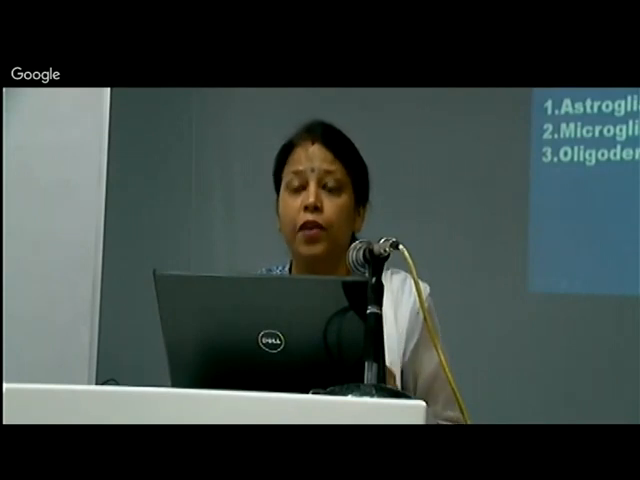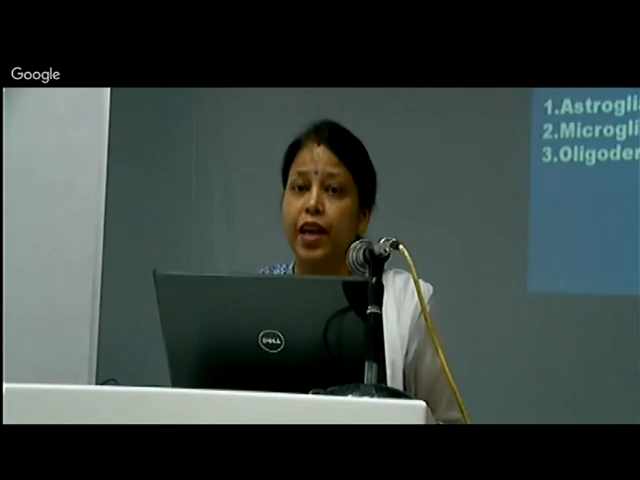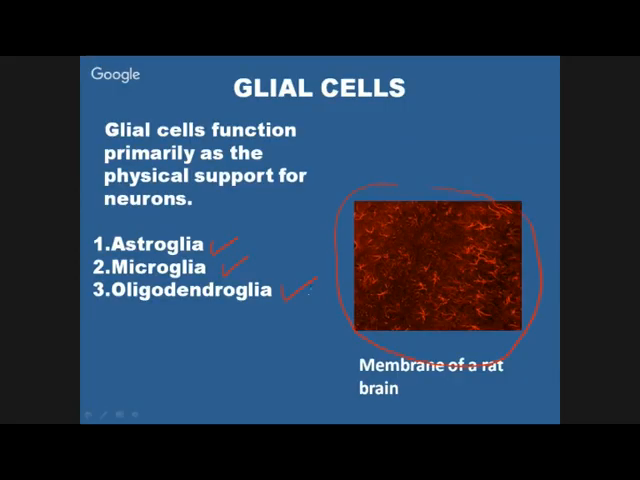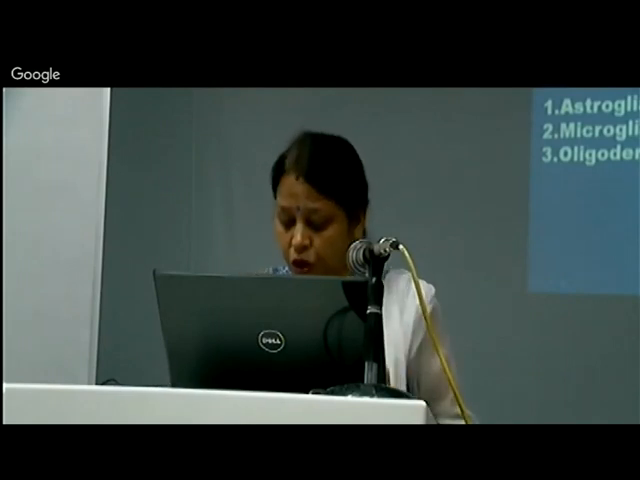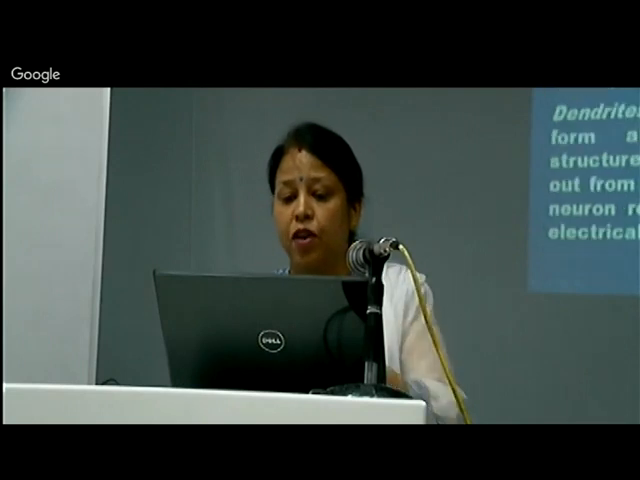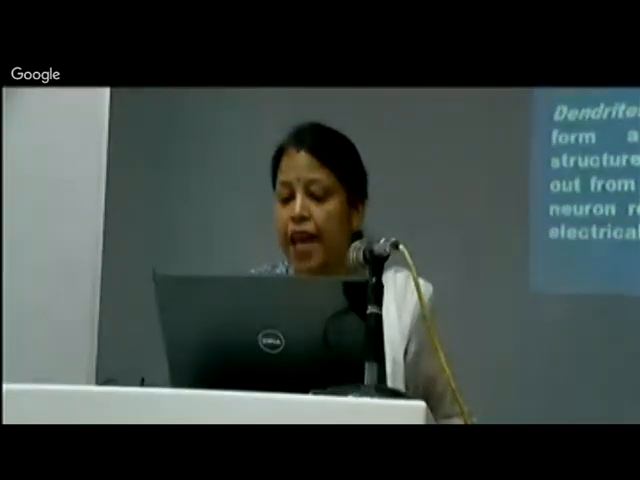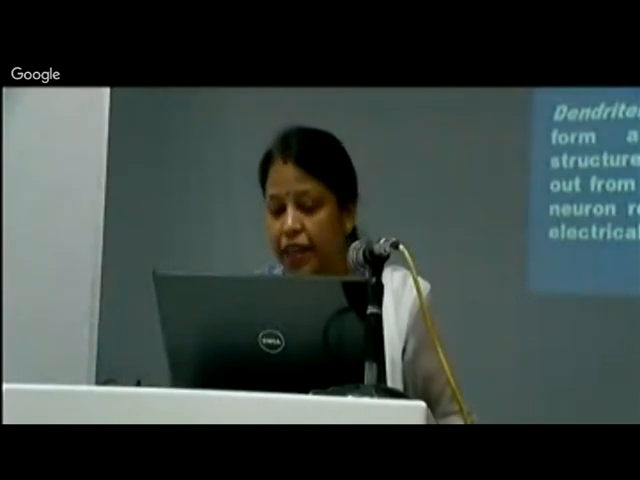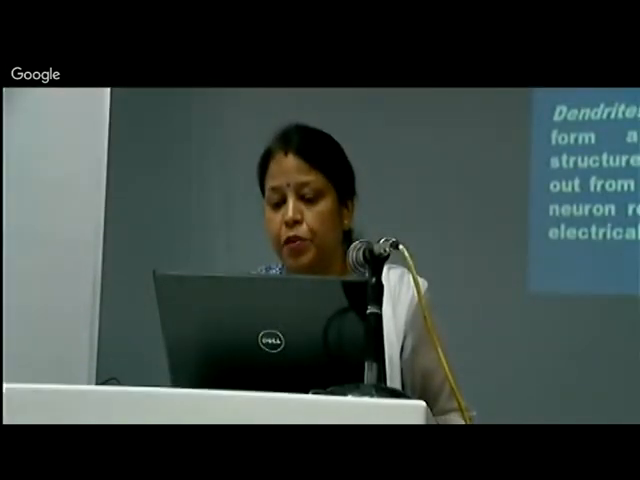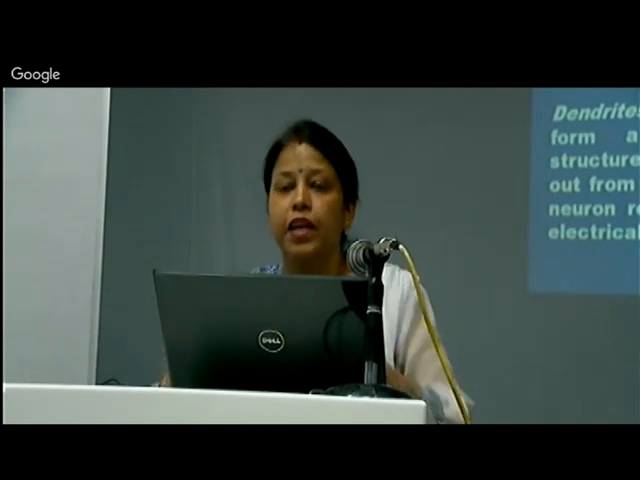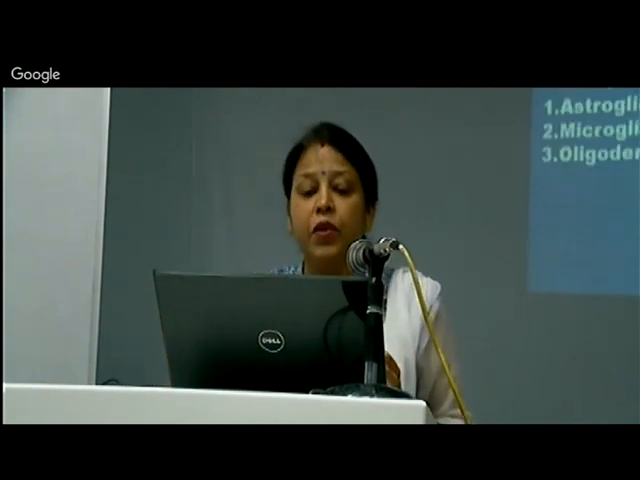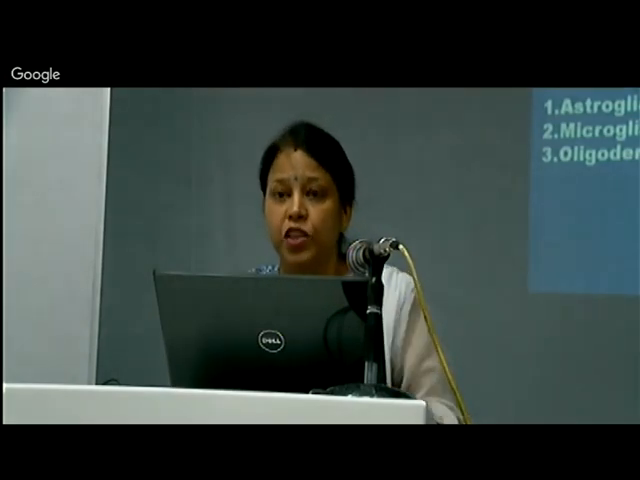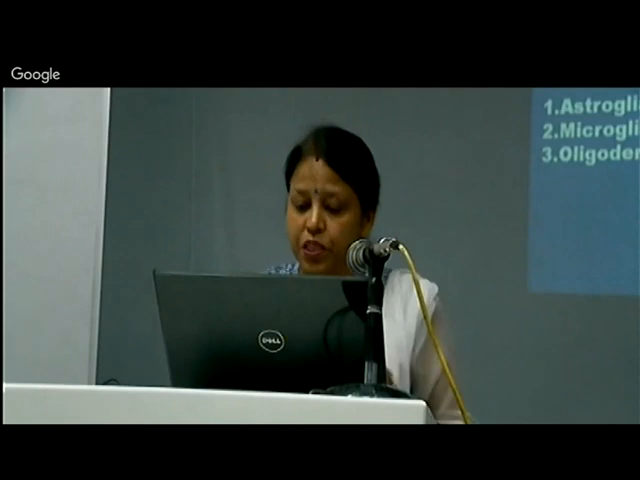Third one is your oligodendroglia. Oligodendroglia creates or develops a membrane or processes which will, you know, cover up the axon. For example, this is our axon, and within the axon, that will act as a membrane. It will support like this, and it will be like a membrane. It will protect the axon. So these are the three cells which are used for the protection or the physical support of the neurons.